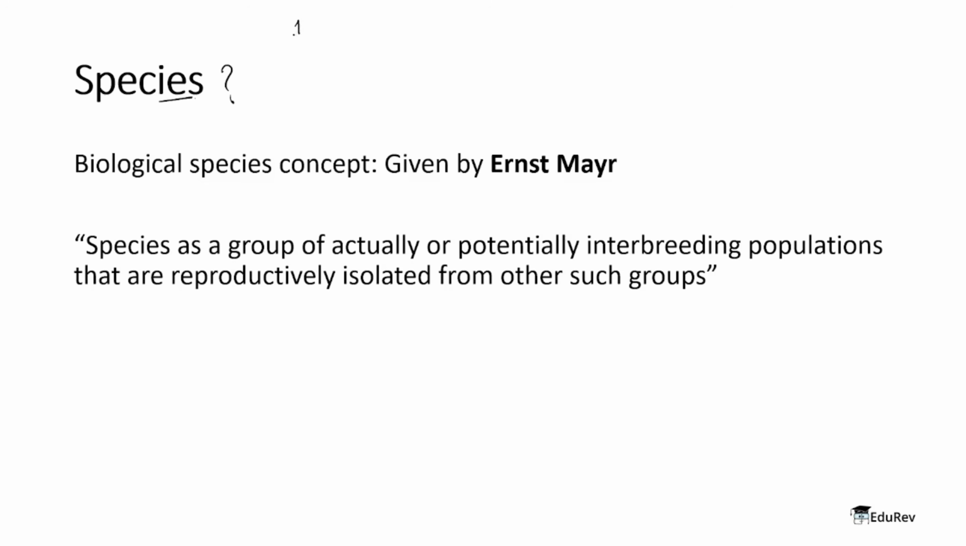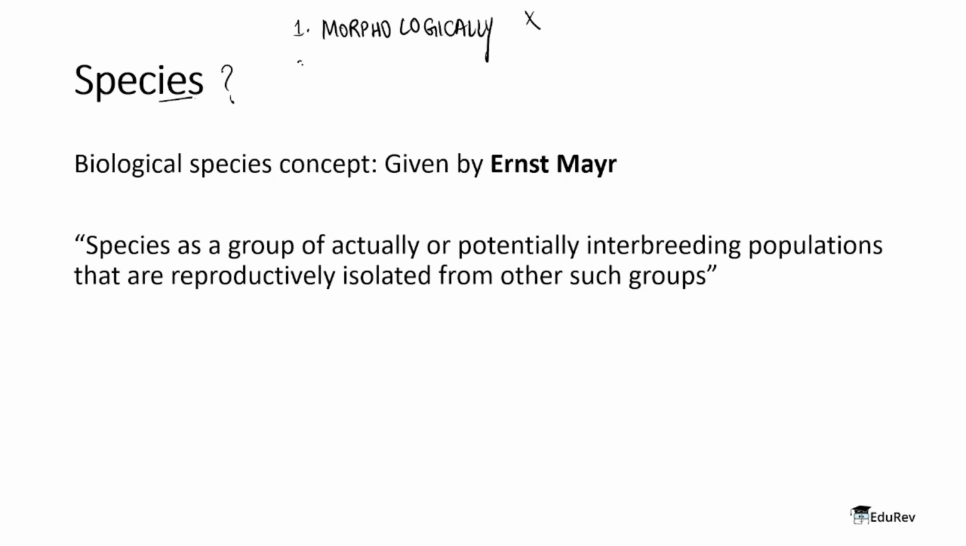At first, we classified morphologically similar organisms as species. So at first we defined species on the morphologically similar organisms. They were all called one species. This was known as the morphological species concept. But then we came to know that this is actually not true.